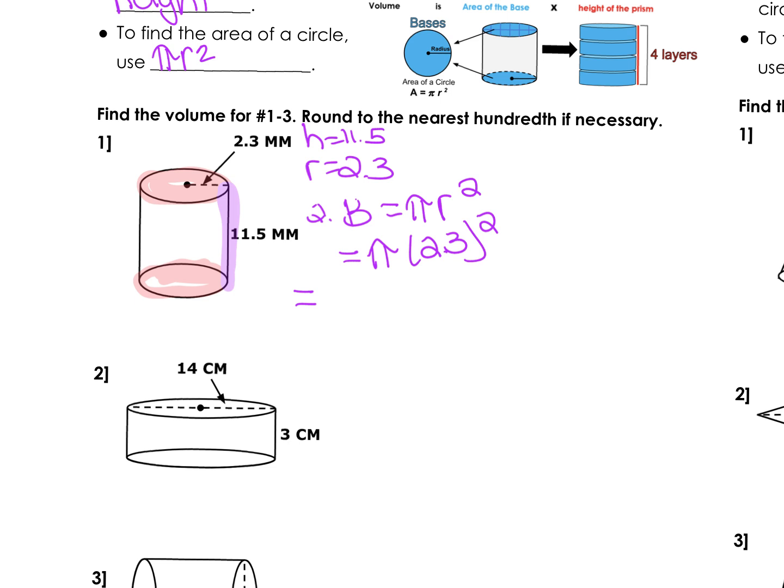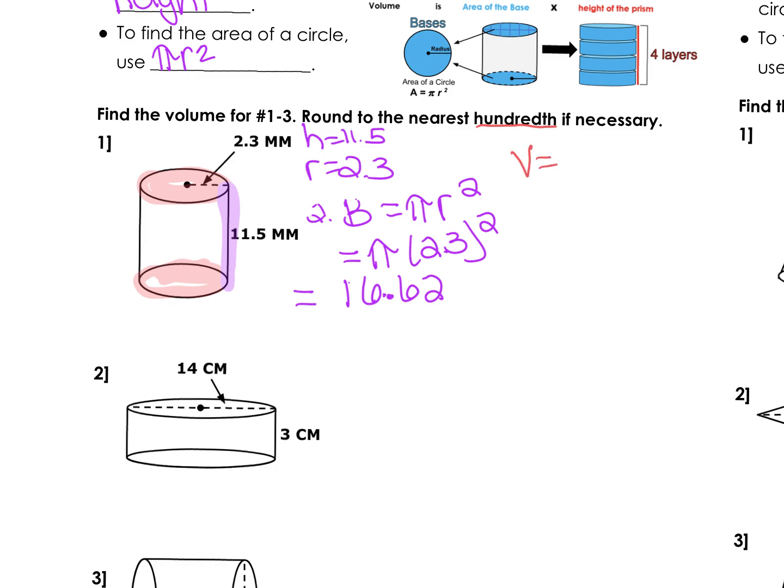And notice here, they asked me to round this to the 100th. So when I put this into my Desmos calculator, I get that my big B is 16.62. Okay. Now we're not done. We only have half of that. So now we're going to go and calculate the volume of this.